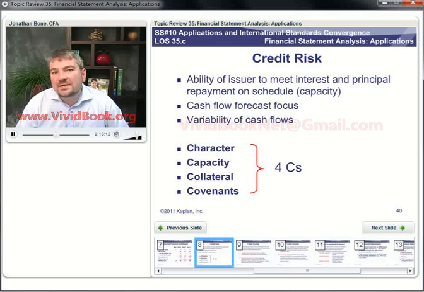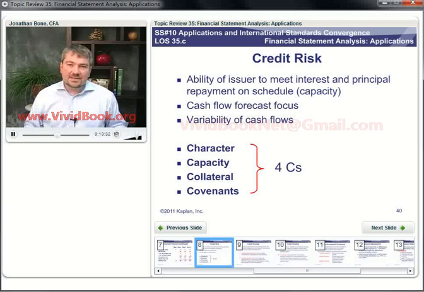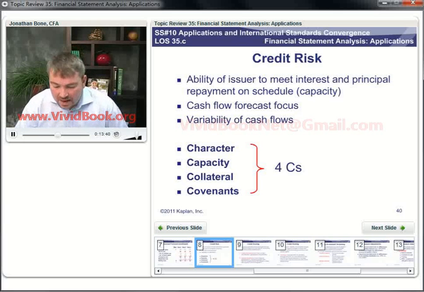Collateral is really looking to see if any asset has been offered as security for the loan. If you have an asset acting as security, it's going to reduce the risk, because if you were to default on interest and principal payments, you could be put into liquidation. The creditor could sell off that asset in order to recover their cash. And then finally, any covenants. Covenants are going to include ratio-based covenants, and as a result, our ratio analysis kicks in there as well.